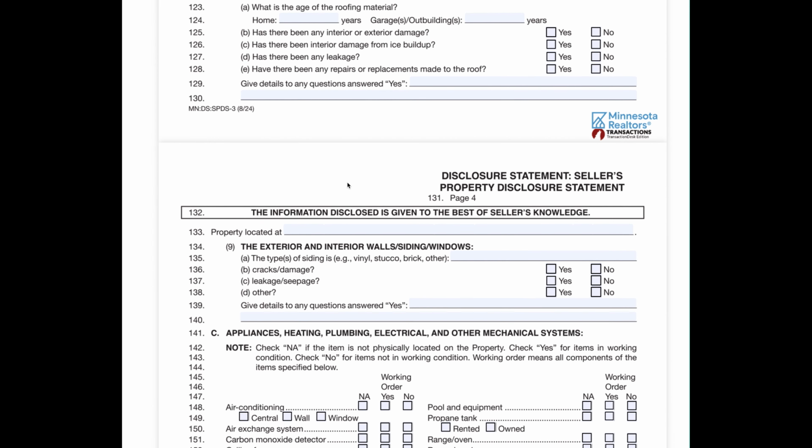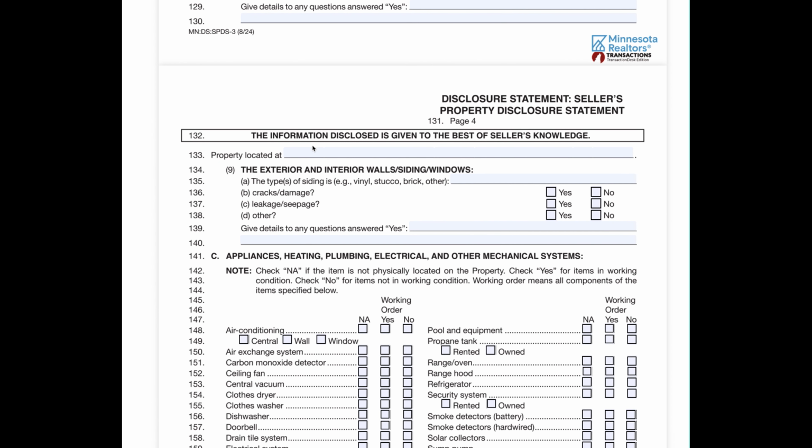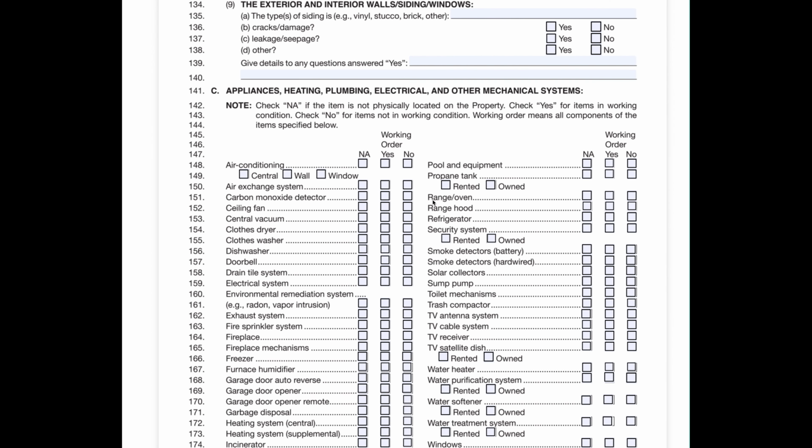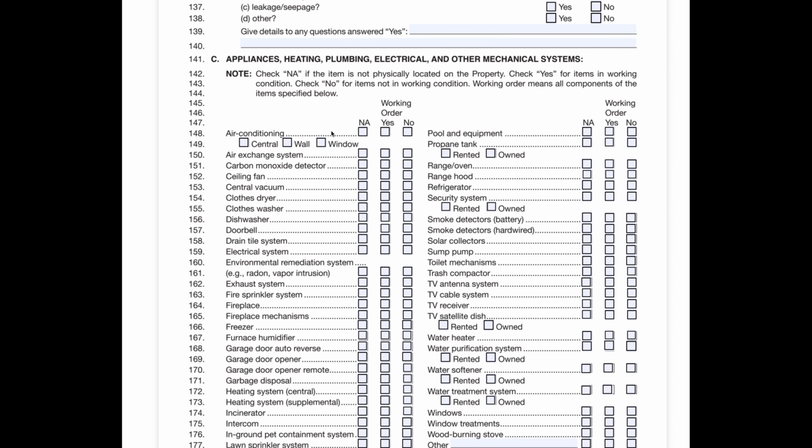Next, we're going into interior and exterior wall, siding, and windows. These checkboxes are probably the most common mistakes that sellers will make when filling these out. Right here, it says not applicable. We've got working order, yes or no. Let's say you have pool and equipment here and you put no, and you don't actually have a pool, the actual answer is not applicable. So keep that in mind. If you don't have a pool, it's not applicable. It's not no. These are working order, yes or no.